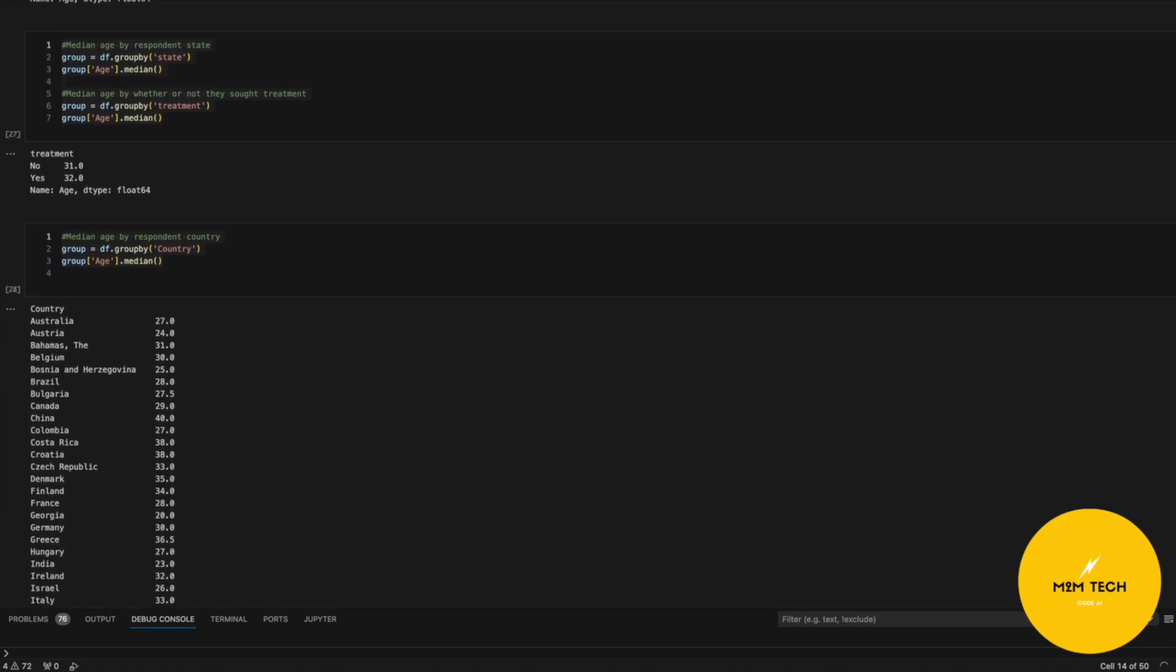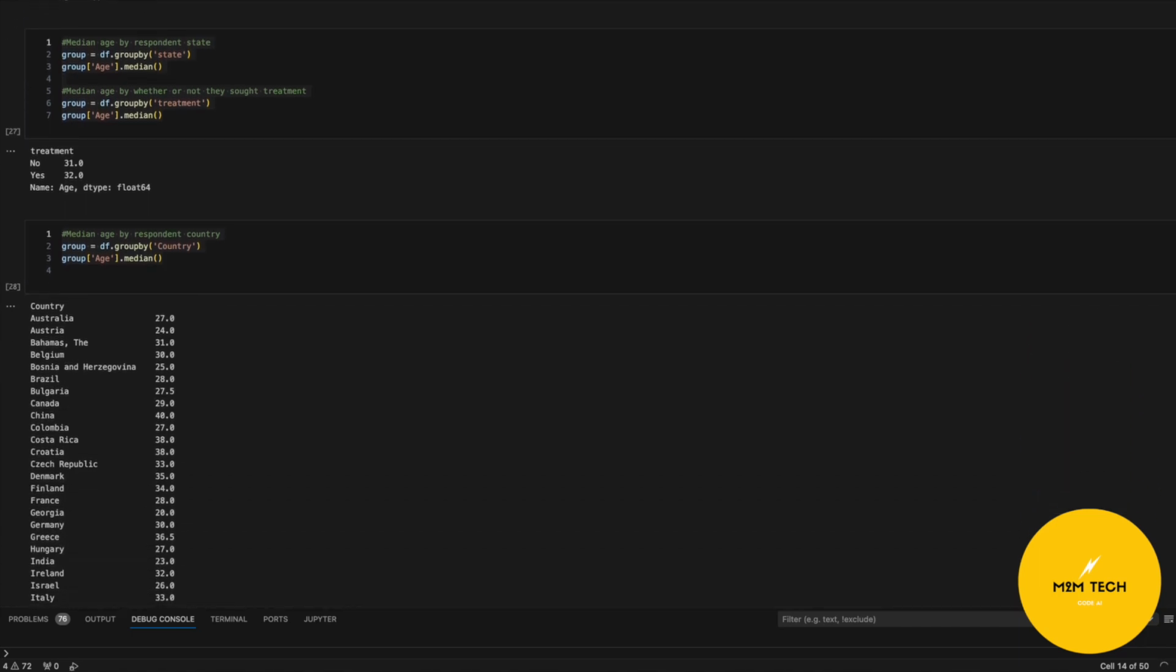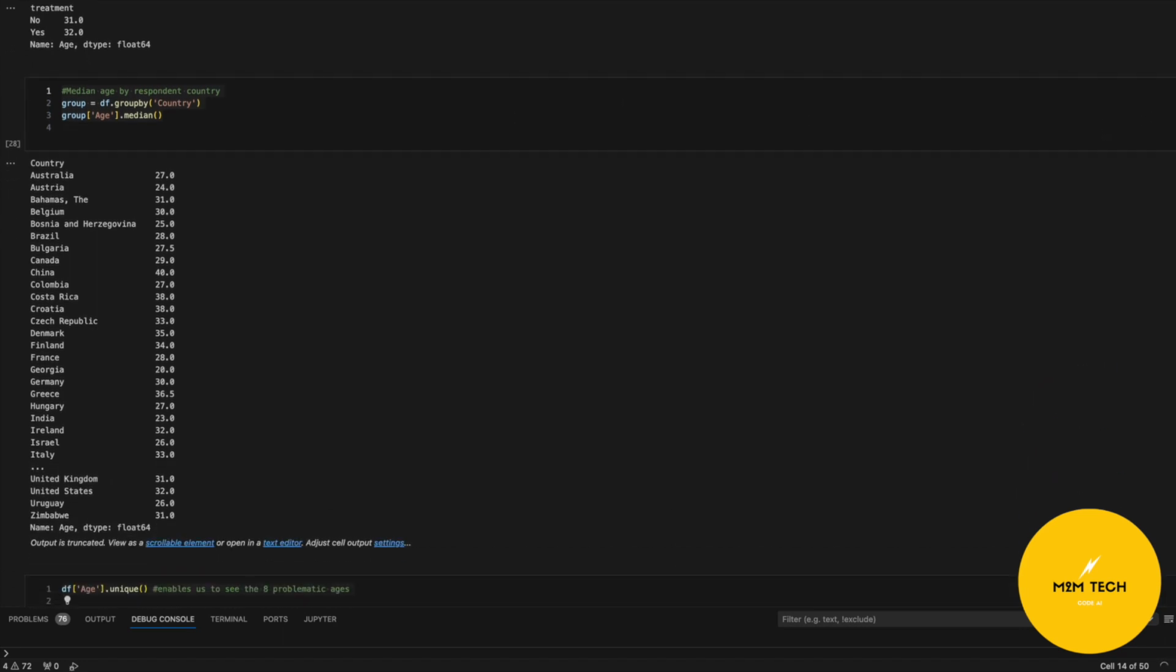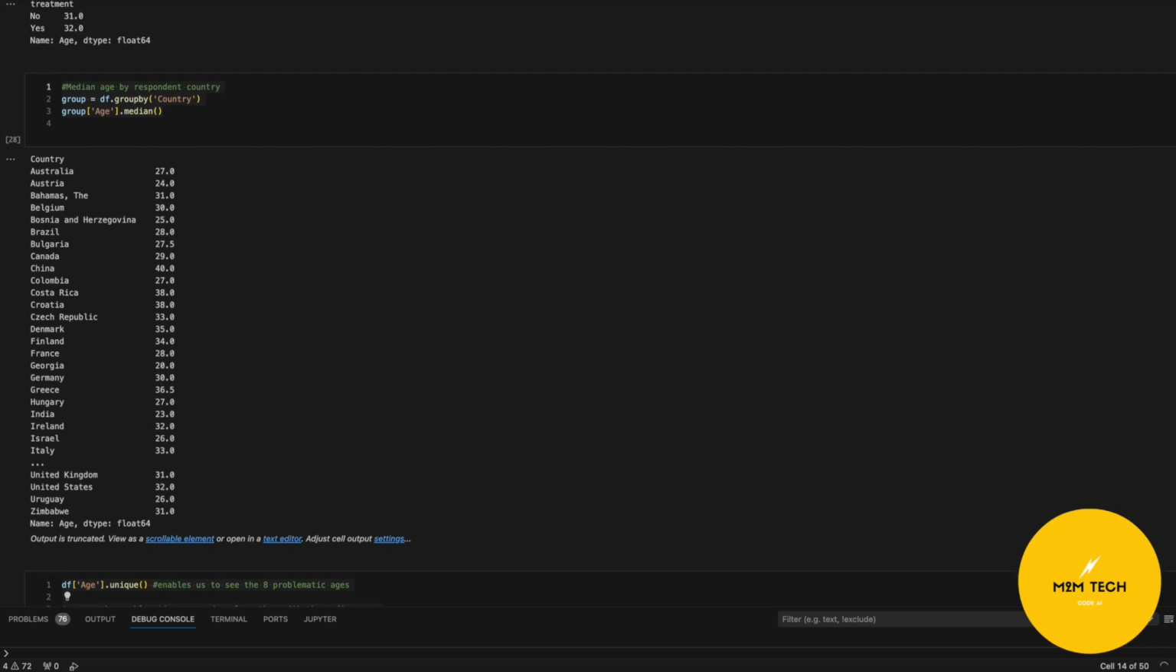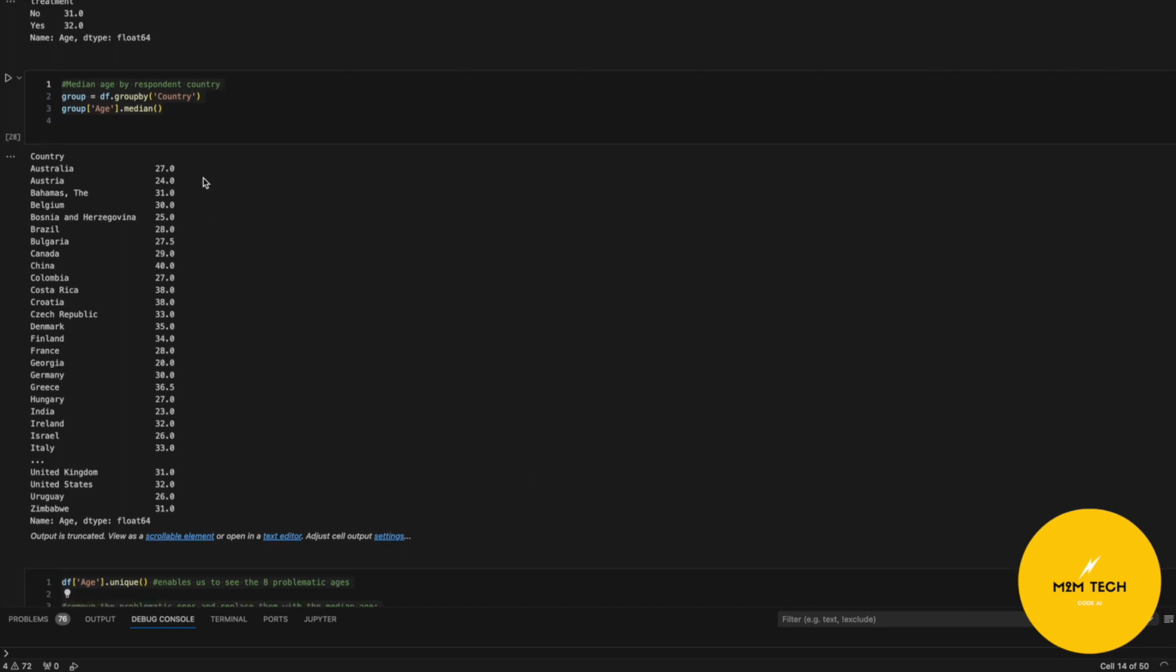Looking at the ages by respondent, whether or not they sought treatment, it's pretty even by respondent country. The median of the age is also pretty clustered around the same, late 20s to 40.